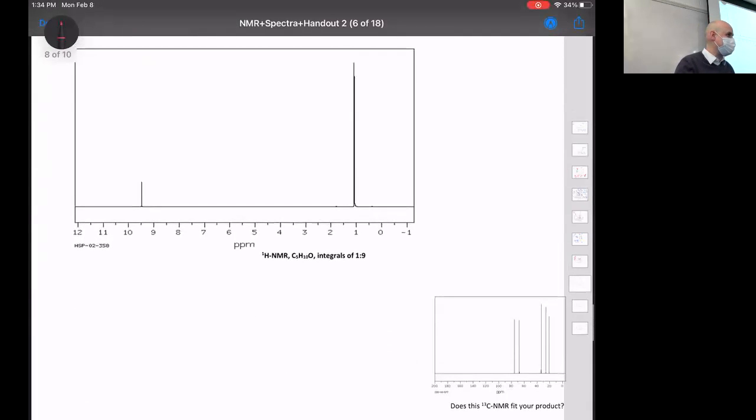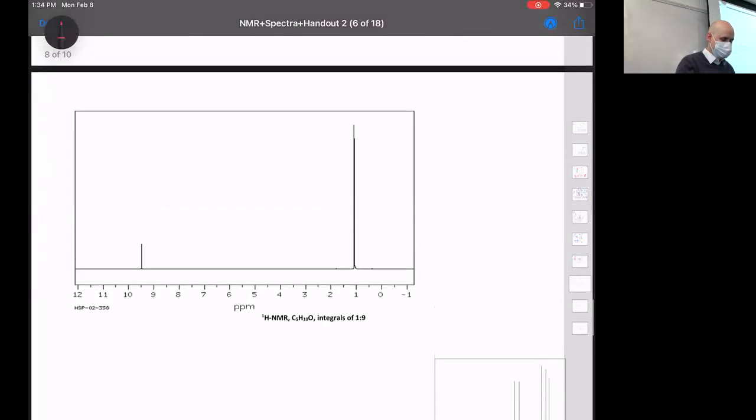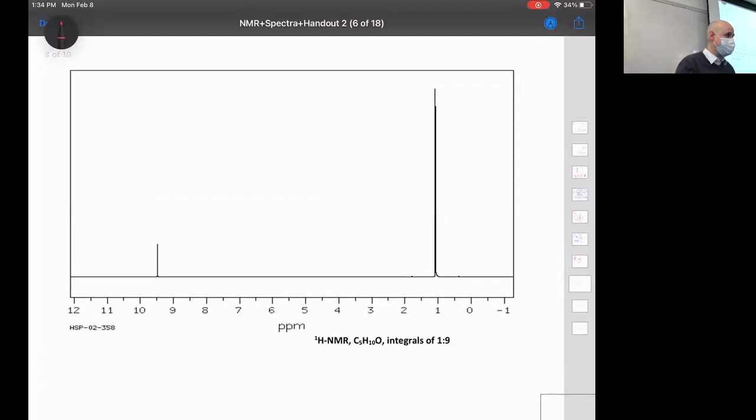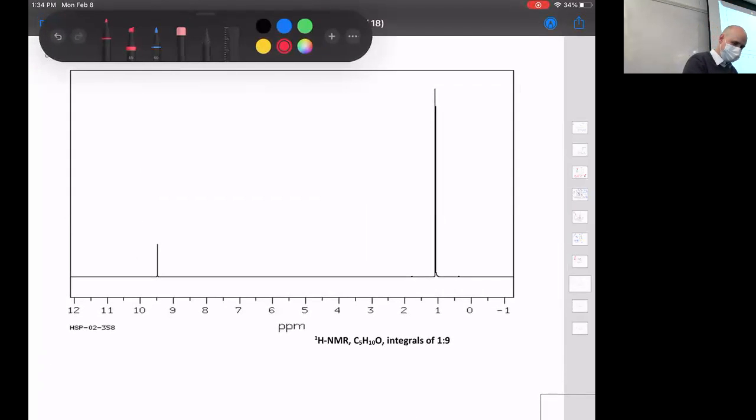You guys kind of see the process? This third one here looks really weird and tricky because there is no splitting. But a lack of splitting tells you a good amount of information. So go for it. It's only 2 peaks.